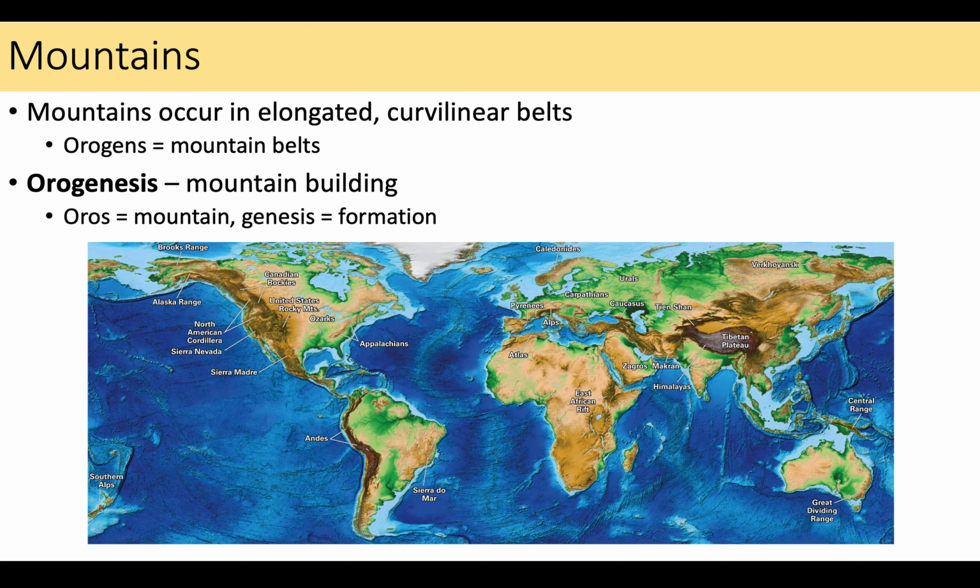So orogenesis is what we call mountain building. Oro means mountain, genesis is formation. Mountains generally occur in really curved or very elongated curved belts. Orogens are called mountain belts. So you'll notice that most of our mountains are in nice, long, curved mountain belts.